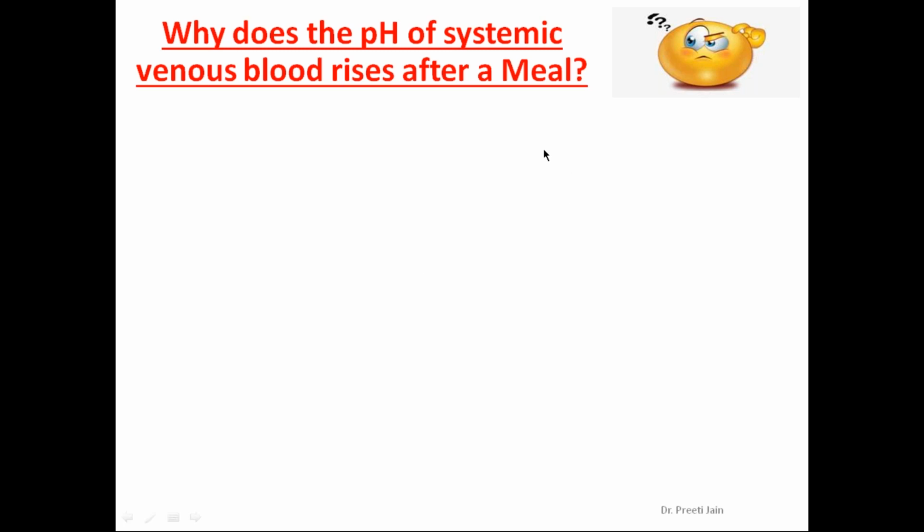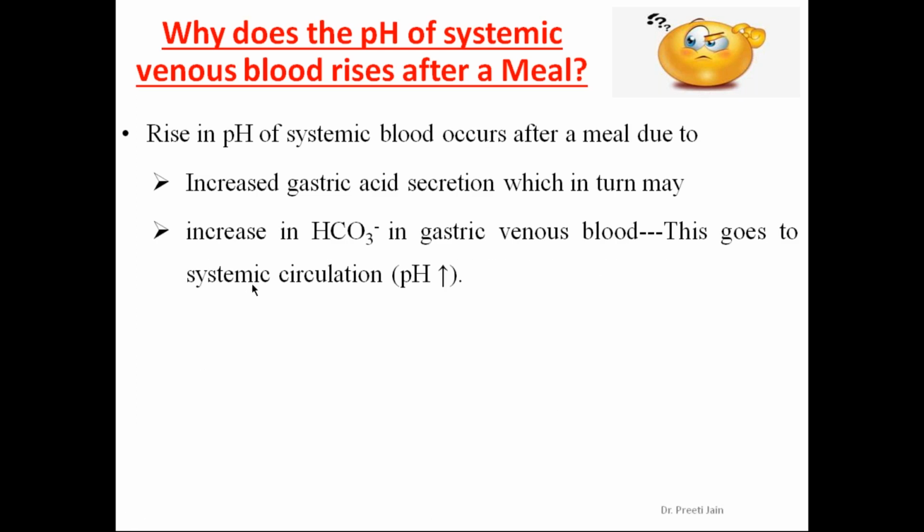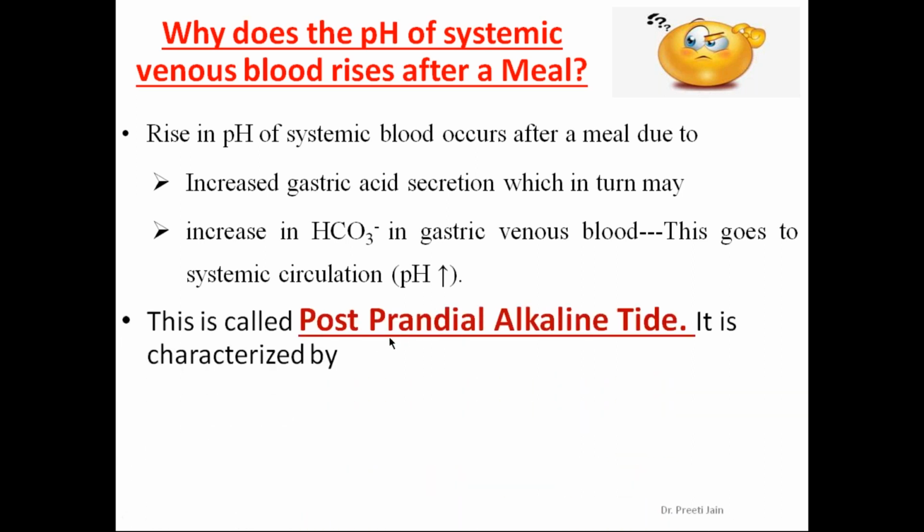Right? Again, another question: why does the pH of systemic venous blood rise after a meal? I have again told you, it is because the bicarbonate is entering into the venous blood. This is called the postprandial alkaline tide, and it is characterized by alkaline urine and slightly depressed breathing. Right?